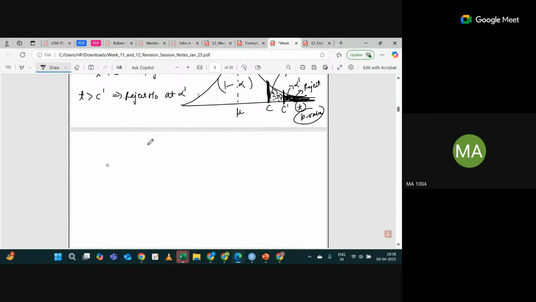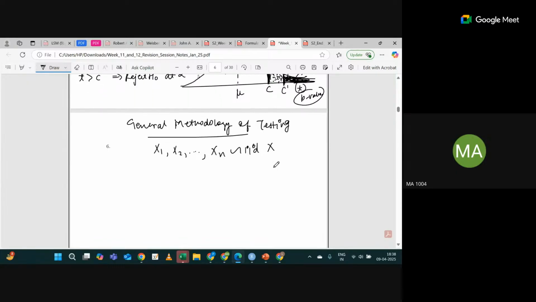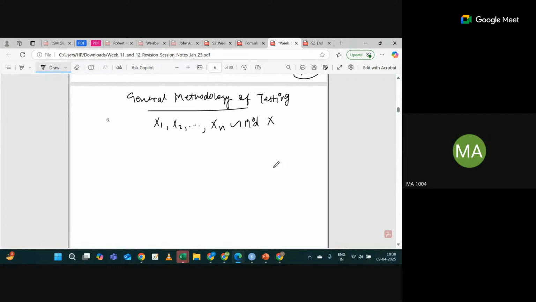Now I will explain the general methodology of hypothesis testing. What are the key procedures? First of all, say you have x1, x2, and so on, which are IID samples from some distribution x. Make sure that whenever you make a null hypothesis or alternative hypothesis, it is all about population parameters, because you are making the claim in general for the distribution, and you test it based on the sample.